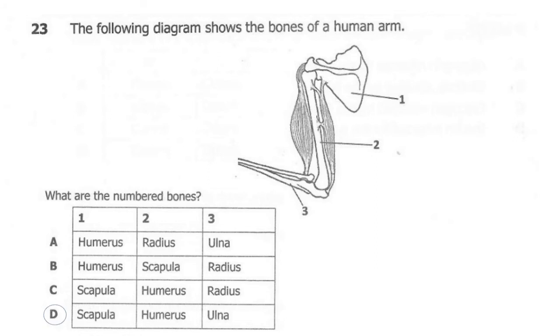The correct answer here is D. So 1 is the scapula, 2 is the humerus, and 3 is the ulna. Well done, chat. That is the correct answer. We move on to the next question.